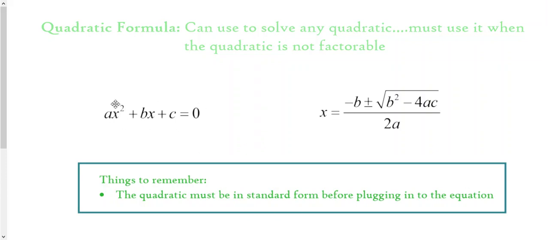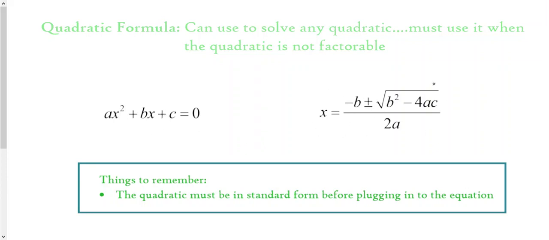So just some reminders that ax squared plus bx plus c equals 0 is the standard form of a quadratic, and anytime we go to solve the quadratics, they have to be in standard form.